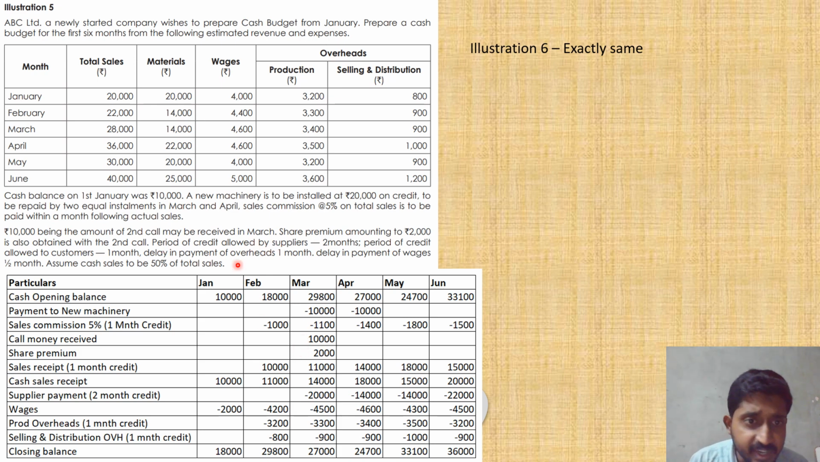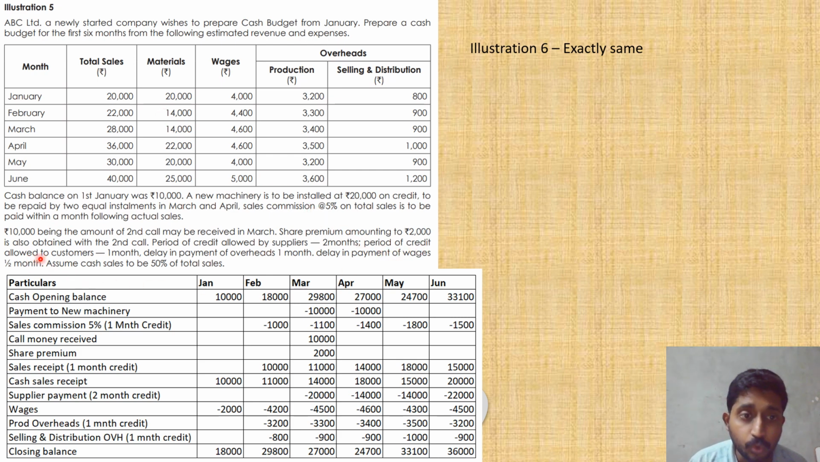Next, whatever other data is given: period of credit allowed to suppliers. For the supplier of raw material, 2 months credit period is allowed. If we have received the raw material for January, we have to pay for this 20,000 only in March. In February we received 14,000 of materials, but we have to pay only in April. The actual cash outflow will happen only after 2 months for the raw material.